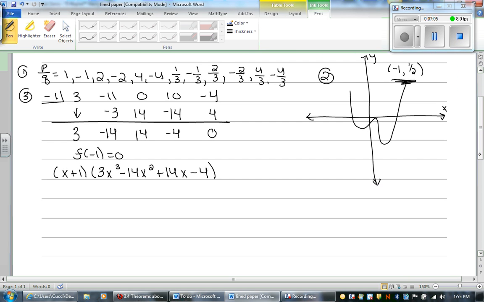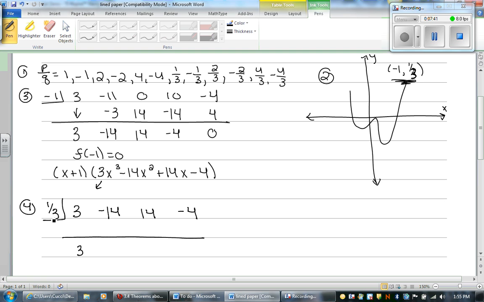The next one I want to try is 1/3. Well, 1/2 wasn't one of our options, so we're going to do 1/3. We knew it was between 1 and 2, or between 0 and 1. Okay, so let's try 1/3, and again, synthetic division, right? So 1/3 is going to be what we're going to use, and this time we're going to pull from here. Okay, 3, -14, 14, and -4.